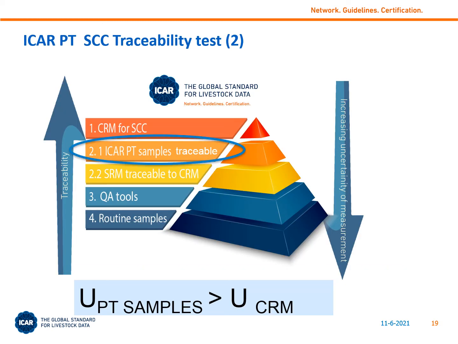Now that the ICAR proficiency testing samples have been characterized in a traceable way to the certified reference material, they have an upper position in this metrological pyramid. In a certain way, they are comparable to the secondary reference material that have been characterized in a traceable way to the certified reference material as well.